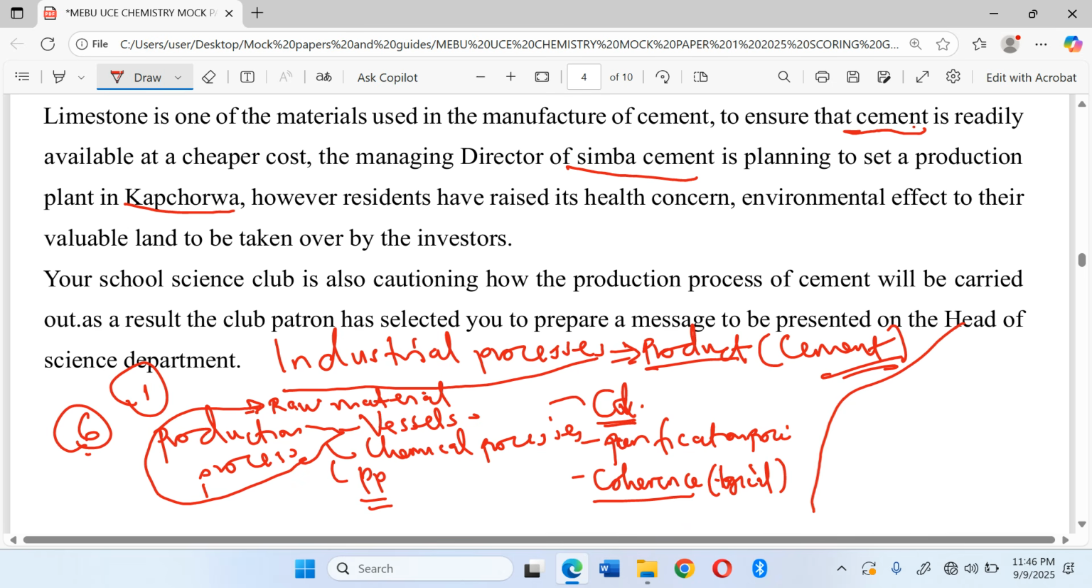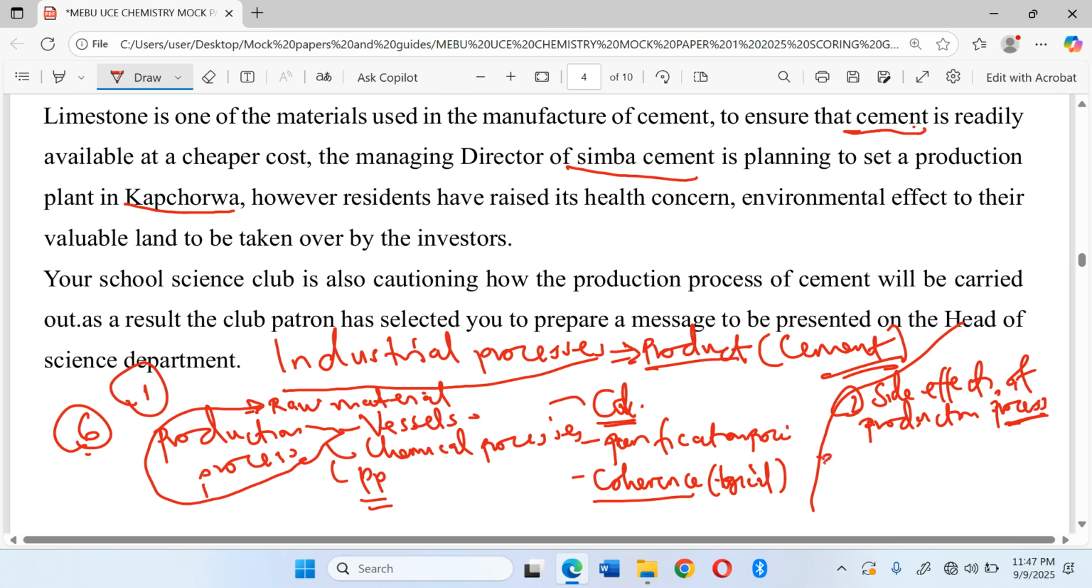Then after that, we also need to look at the side effects of the what? Of the production process. Most of the time, learners give side effects of the product, yet we are supposed to give the side effect of the production process. We shall see in this the production process of cement. How can we explain that? How can we give the danger of that process, the effect, and then the mitigation?